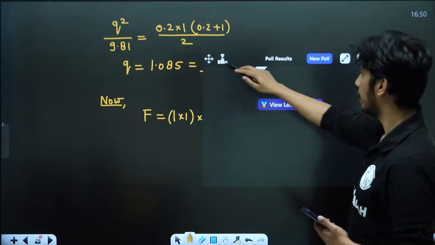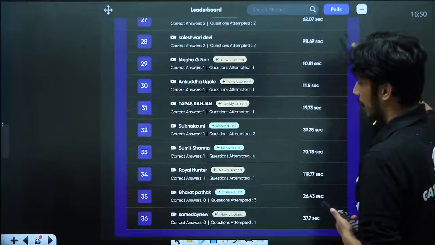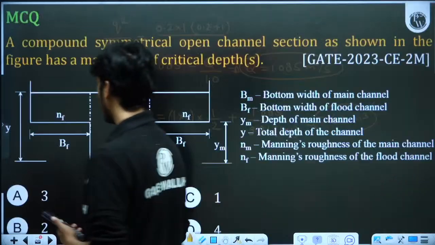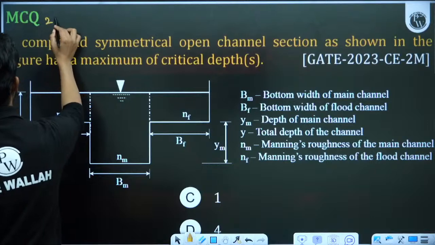Okay, 50% students have given the answer. This is the leaderboard: Swagatam, Suraj, Vinay, Ritika, Yusuf, and overall 36 students are giving the answer. Let's move to question number 24, the second last question.